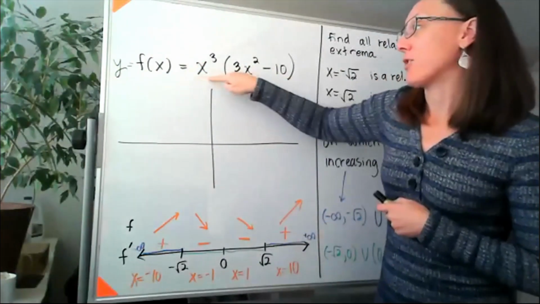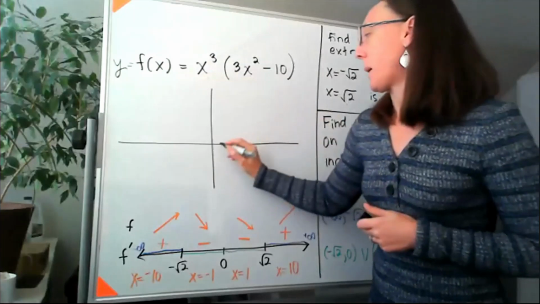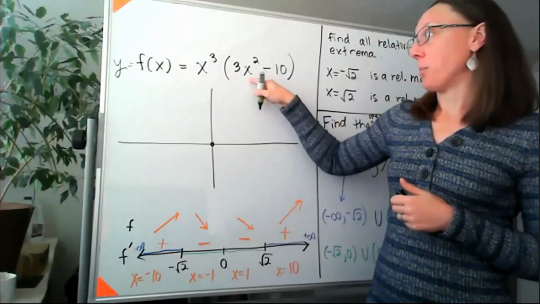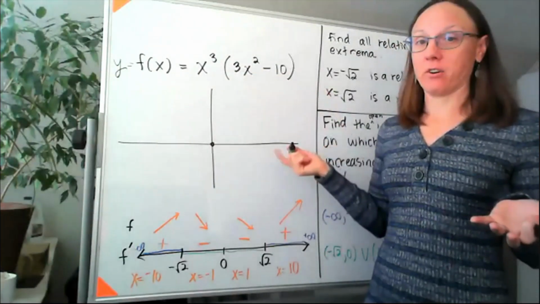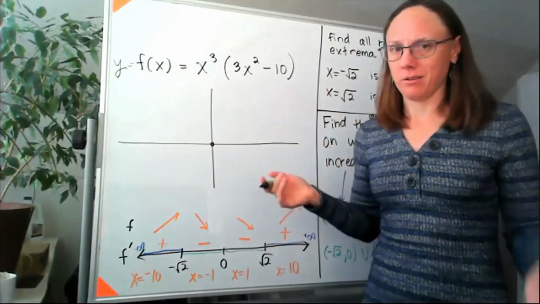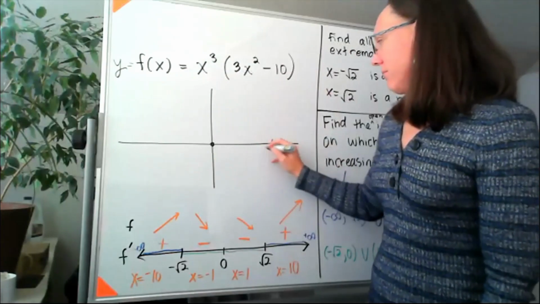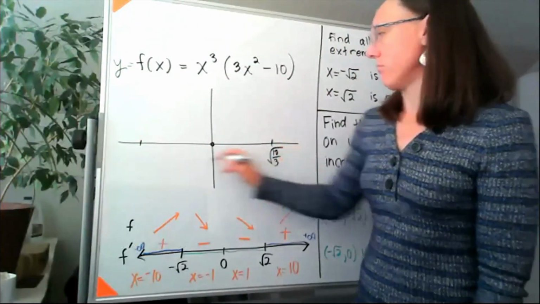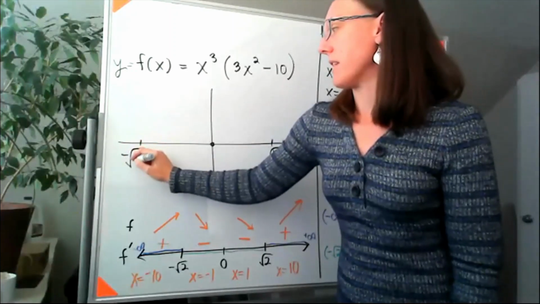So I'm looking at x-intercepts of 0 and plus or minus the square root of 10/3. I don't know what the square root of 10/3 is. I'm just going to label it square root of 10/3, negative square root of 10/3.